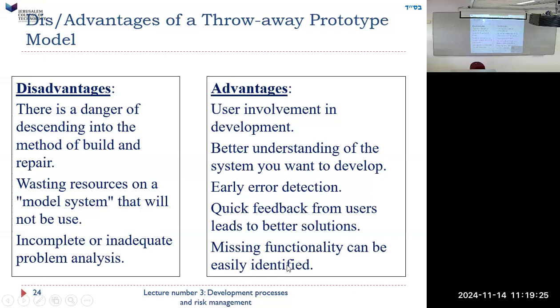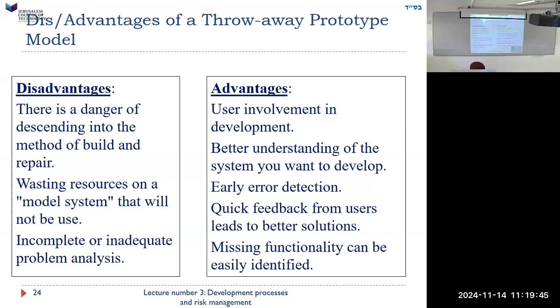Missing functionality can be easily identified. Well, that's actually the main thing. That's the main unique thing about it, that we can see, oh, we're missing a certain drop-down window. Oh, we didn't know we wanted that. Only when the user actually sees the program does he realize that they forgot to mention something. Right? A lot of times the user forgets to mention what he actually wants.